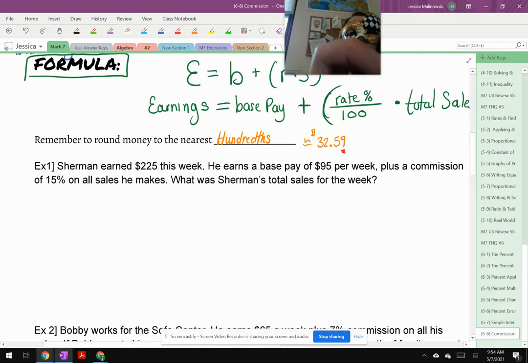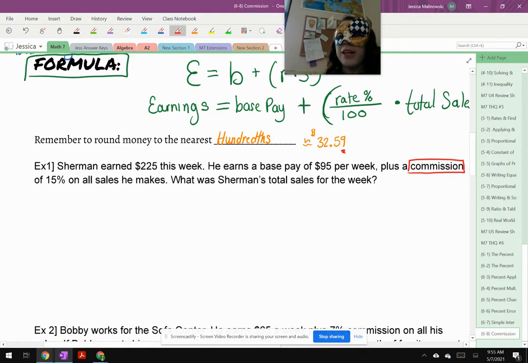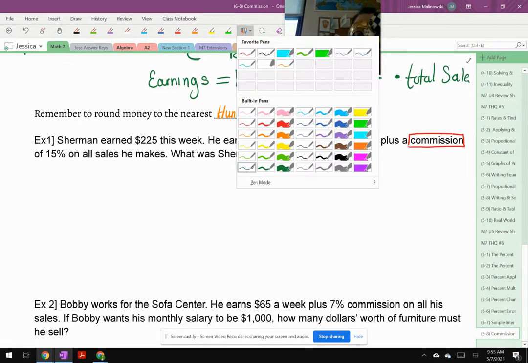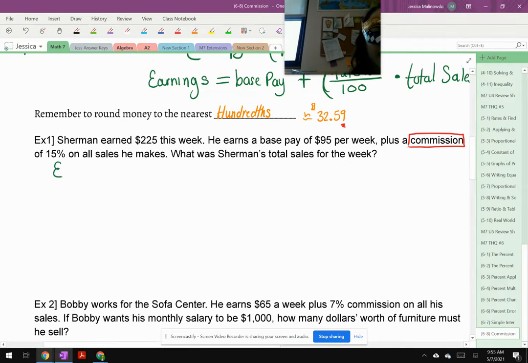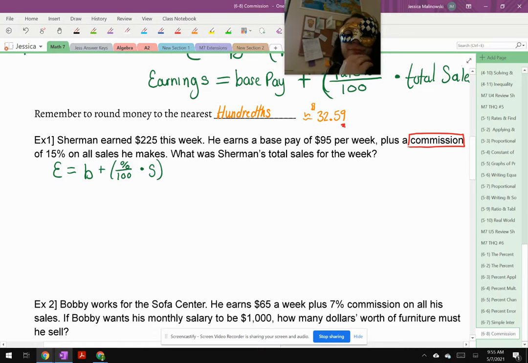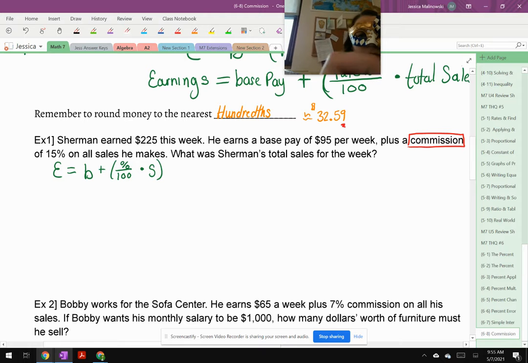All right, so again, the keyword here that tells me I'm using my commission formula is the keyword of commission. So I'm going to write that formula down because that is half the battle. Earnings is equal to base pay plus that percent divided by 100 times the S for the total sales. So we've got to figure these pieces out.